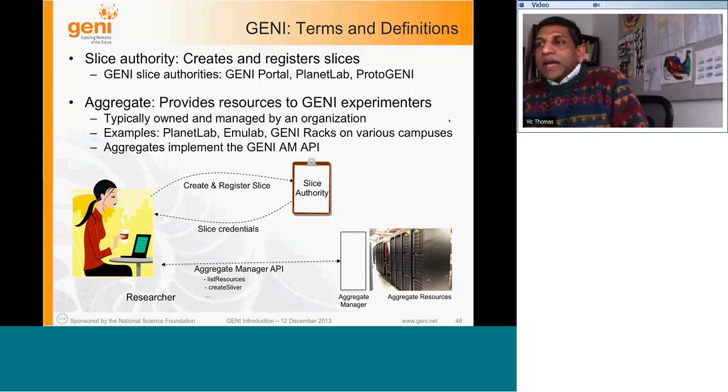Every campus that owns a rack is an aggregate, and there are existing test beds such as PlanetLab and ProtoGENI that are also GENI aggregates.